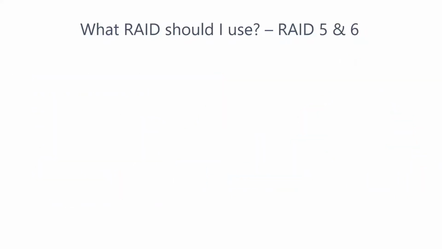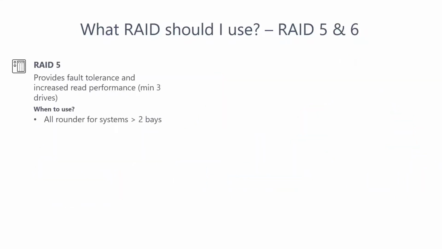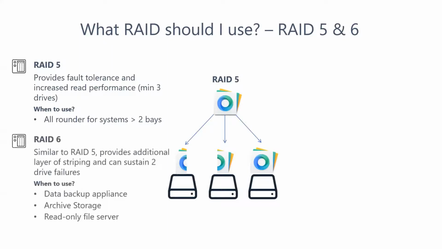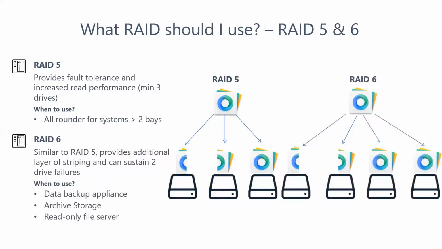Next, we have RAID 5 and RAID 6. RAID 5 provides fault tolerance and increased read performance. As long as you have a minimum of 3 drives, it is more suited for all-rounder systems that are larger than 2 bays. And then we have RAID 6, which is similar to RAID 5, but provides an additional layer of striping and can sustain 2 drive failures versus RAID 5's 1. RAID 6 can be used for data backup appliances, archive storage, and is really good for read-only file servers.